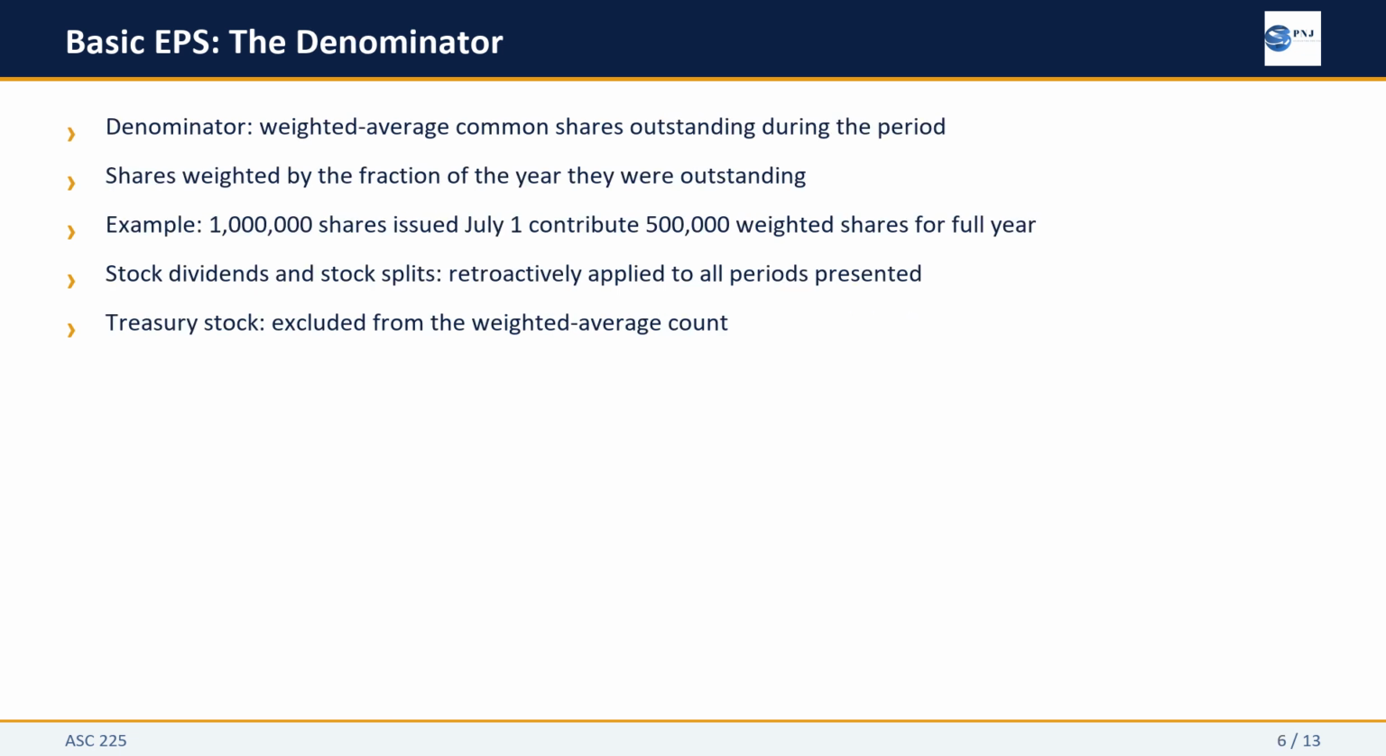The denominator is not the share count at year-end. It is the weighted average of shares outstanding across every day of the year. A share issuance on July 1 is outstanding for half the year, so it counts as half a share in the denominator. A stock split or stock dividend is different, because splits increase all shares proportionally without changing value. They are applied retroactively to every period presented as if they occurred at the beginning of the earliest period shown. Treasury shares are excluded because the entity holds them. They are not in investors' hands and should not dilute the per share amount.